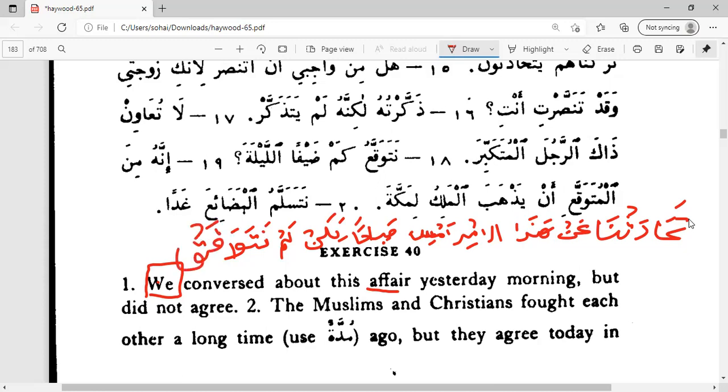Natawafaq. Yeah. Lam natawafaq is another way of saying we did not agree. You could use ma as well. With ma, yes, ma tawafaqna. Tawafaqna. Yeah.